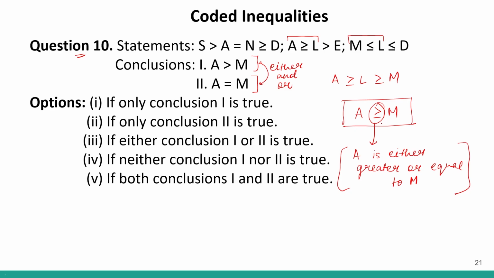Correct? This is the relationship between A and M. So this is either-or. So my answer will be that either conclusion 1 is true or conclusion 2 is true. So option number 3 will be my answer to this question. Clear?